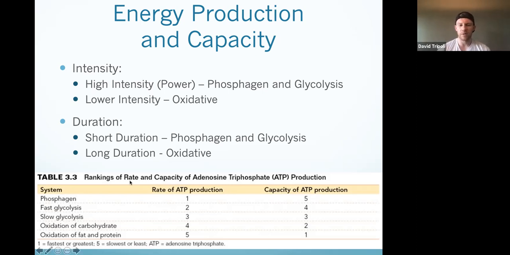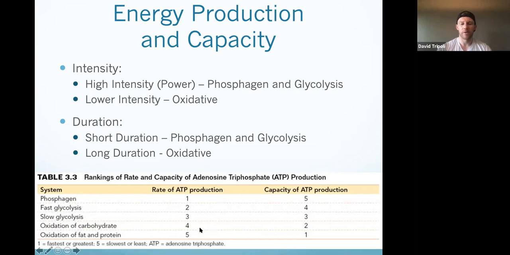Ranking these systems, so just understanding them. Again, phosphagen, fast glycolysis, slow glycolysis, then oxidation system of carbohydrate, and then oxidation of fat and protein. Using different food sources is going to react differently. So how quickly is ATP made? It's made the fastest with the phosphagen system, but the capacity for it is the lowest. So it has the smallest capacity, but it's made the fastest, hence why you have a high level of intensity.